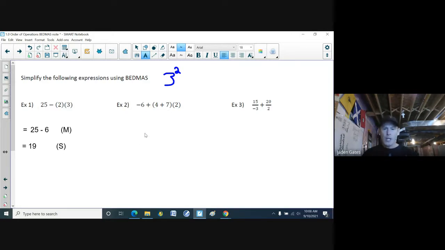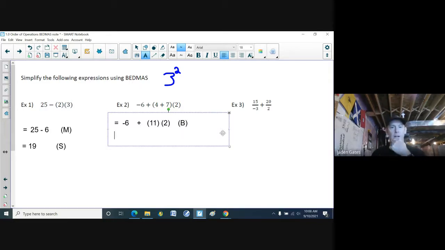All right, now, the second one here, I have -6 plus 4 plus 7, and then times 2. All right, so again, I look for brackets, and in this case, I actually do have brackets. I have a 4 plus a 7 that's in brackets, so I'm going to have to figure that out first. It's an 11. And then again, I have this 2 smushed beside. And so there's a case where I've done the brackets.